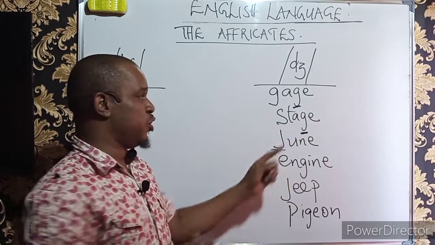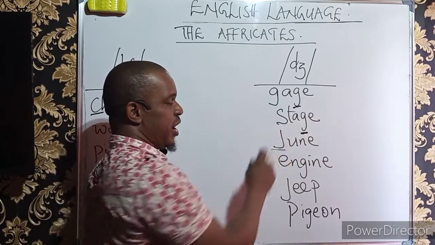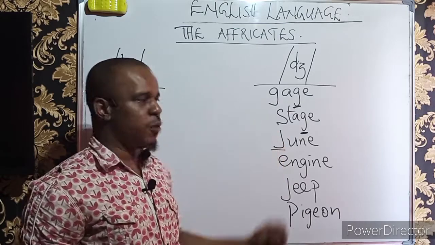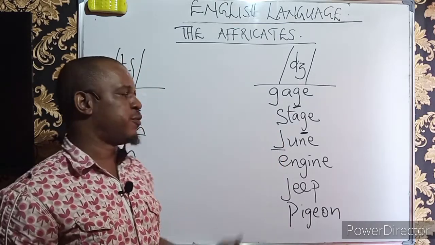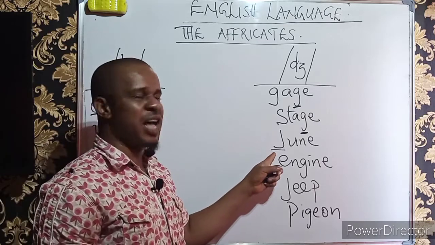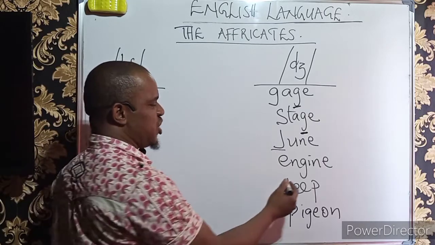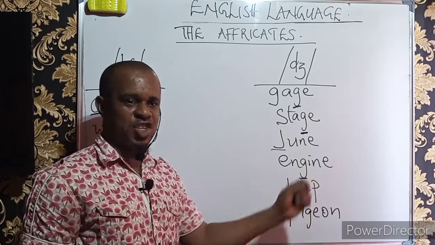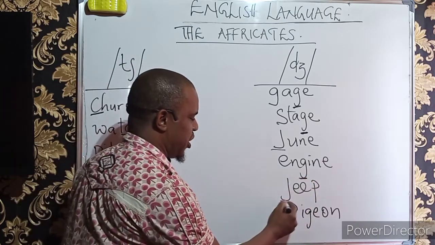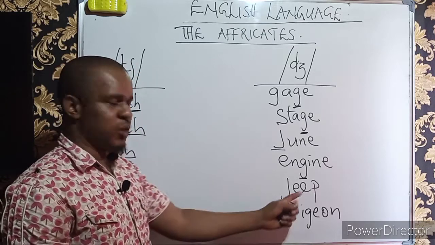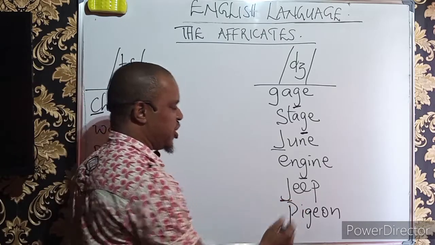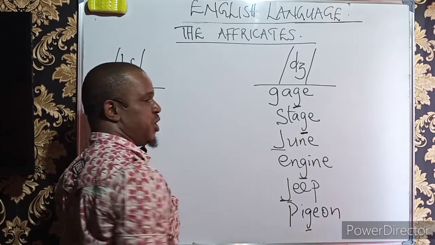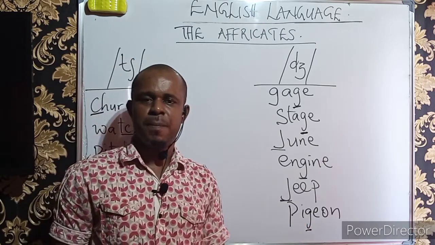The next one, even though we don't have a letter like this here, the same sound is obtained here. That's why we are less mindful of the spellings. So we have it here as j. This is engine. The same thing, we have it here. The next example is jeep. We have the same sound here. The final example on the board is pigeon.